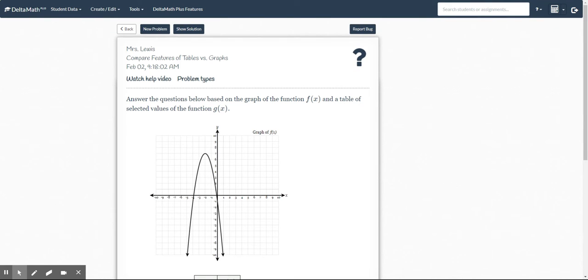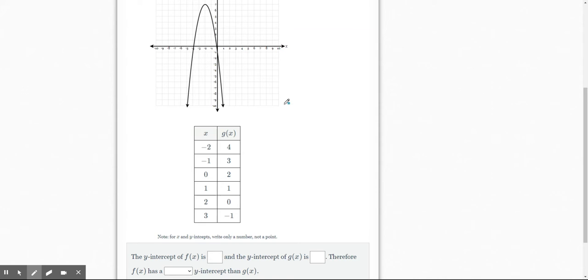All right, guys, so we are going to go ahead and look at comparing features of tables versus graphs. Okay, so this is a super important topic, guys, because we are now trying to look at not just, do we understand graphs and how to interpret those graphs, but also looking at the information in the form of a table.